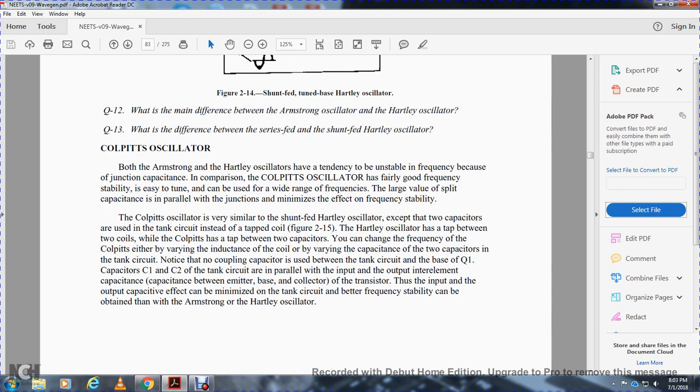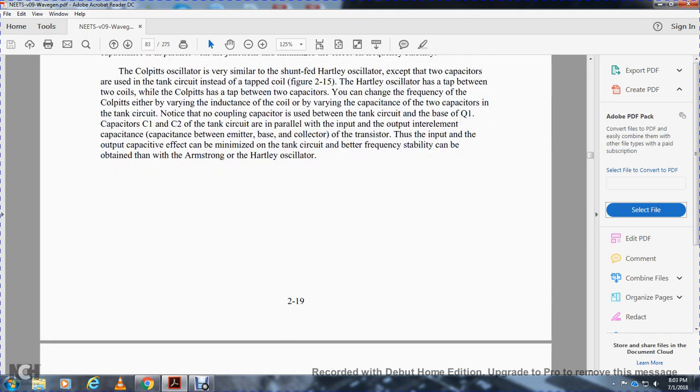Notice that there is no coupling capacitor between the tank circuit and the base of transistor 1, and capacitors 1 and 2. The tank circuit is in parallel with the input and output inter-element capacitance between the emitter and base, and collector and base, of the transistor. This minimizes the effect of that capacitance on the tank circuit. Better frequency stability can be obtained with the Colpitts than with the Armstrong or Hartley oscillator.